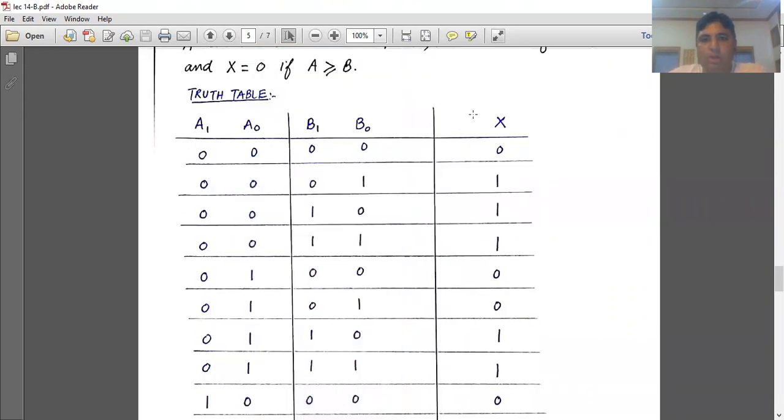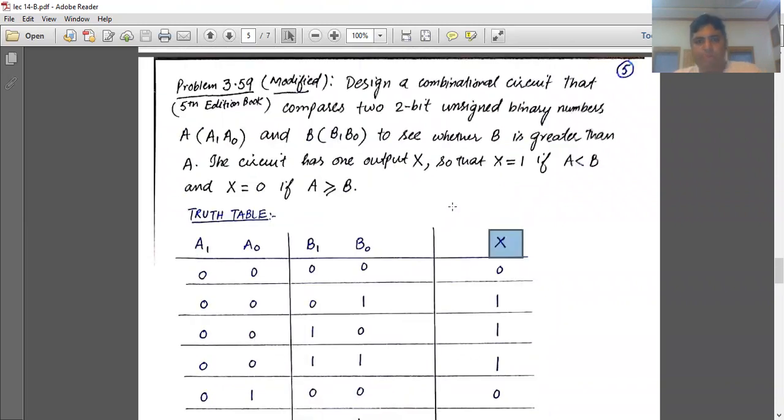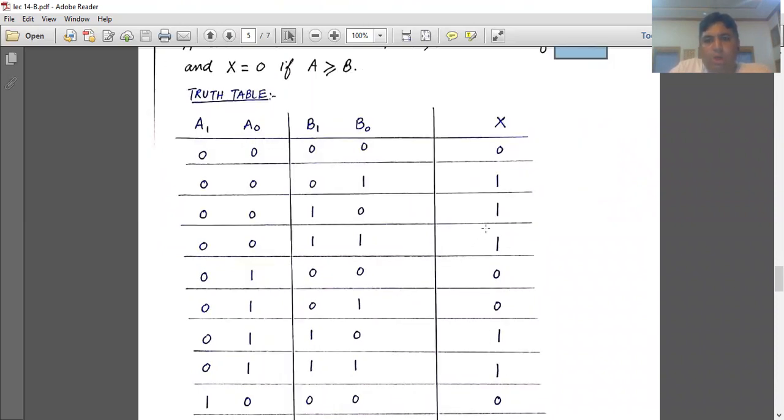Okay, next, this output X. This is the output, 1 bit, 1 output X. Now he's telling that X is equal to 1 when A is less than B. So I have filled that in. Let's say in this case, A is 0, B is 1. A is less than B, so the output is 1.